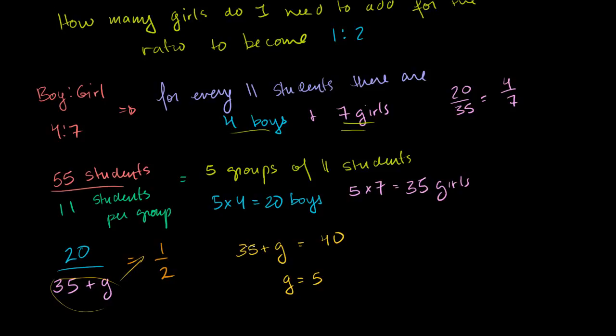So if you add 5 girls to your classroom, you're going to have 40 girls, and you have 20 boys. And your ratio is 20 to 40, which is 2 to 4, which is the same thing as 1 to 2. And we've done our problem.